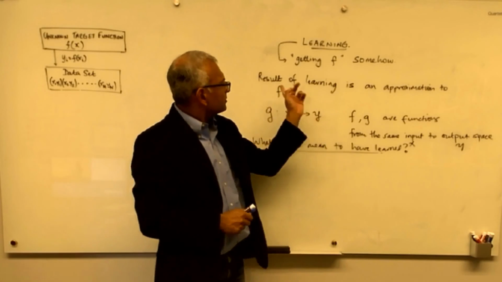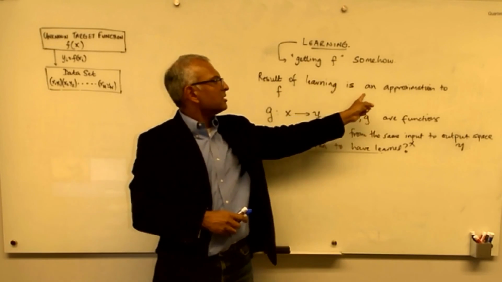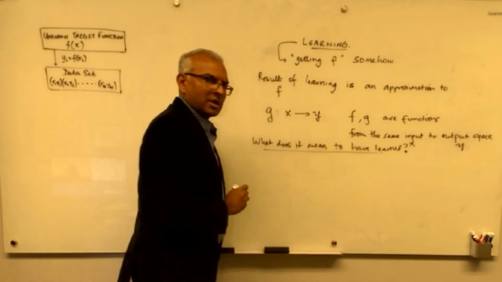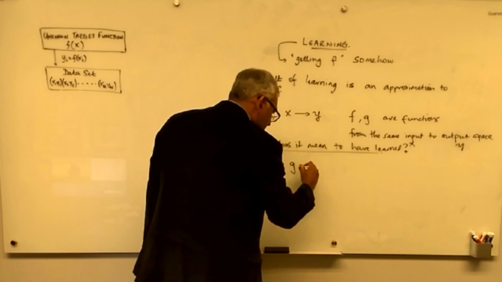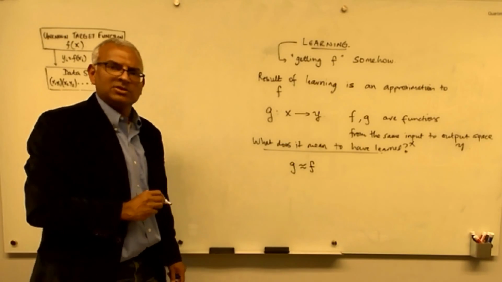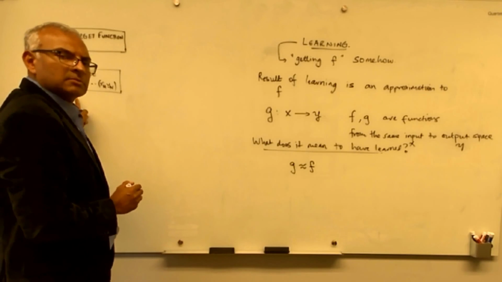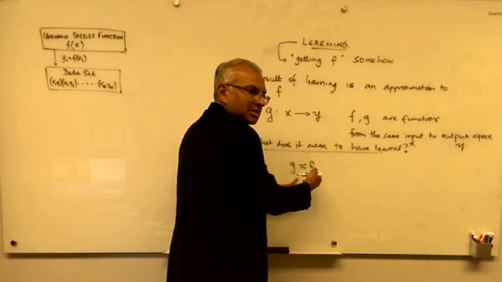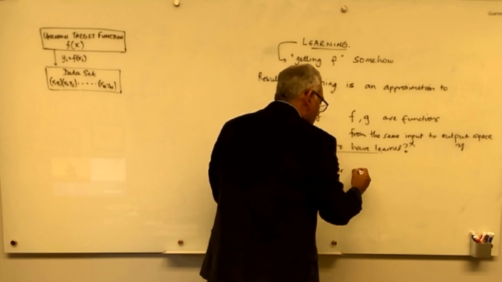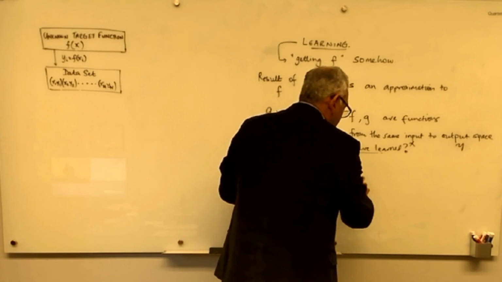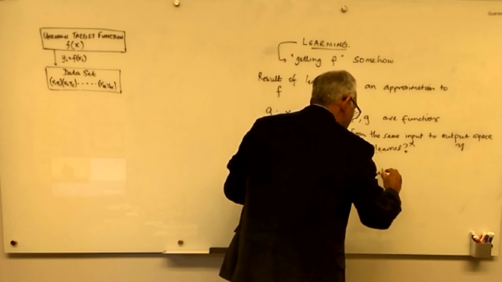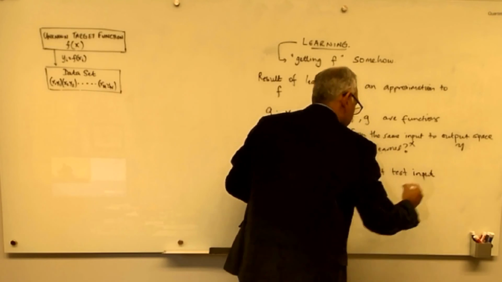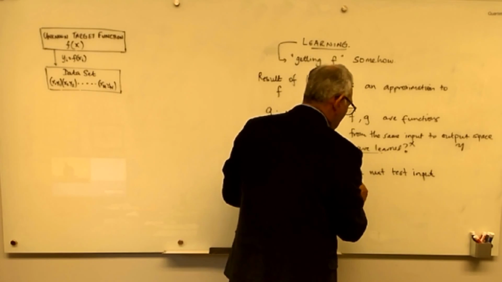Okay, and we can come back to the actual statement here. The result of learning is an approximation to f. So what it means to have learned is that g is approximately equal to f. And we've already said that we don't care about the data set. So that means we care about outside the data set. g is approximately equal to f for the next test input. Let's call that, just for the moment, x star.